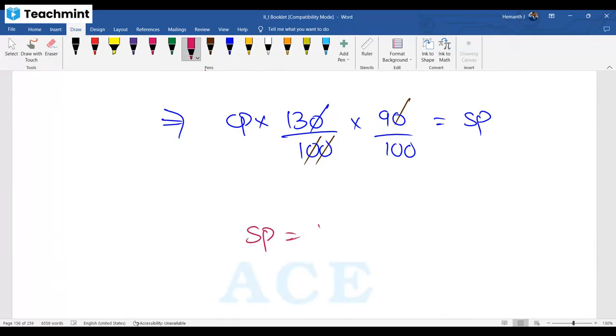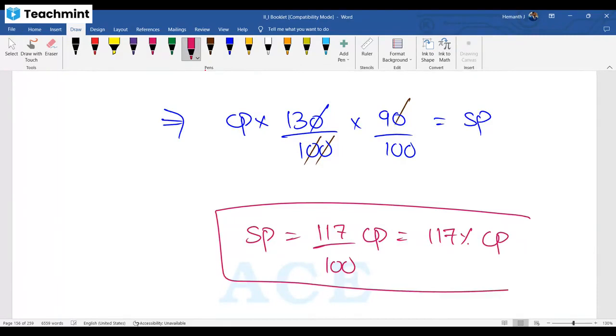(13 into 9) 117 divided by 100. 117 divided by 100 means 117%. So you can say 17% profit. If it is 120% of CP, it means 20% profit. More than 100, whatever it is, we can call it a profit.